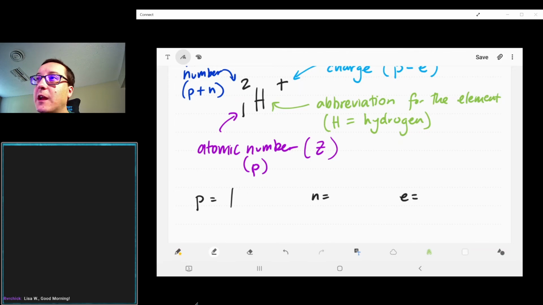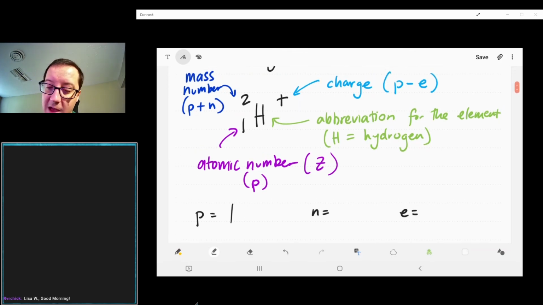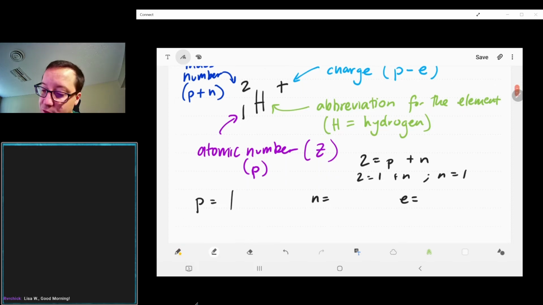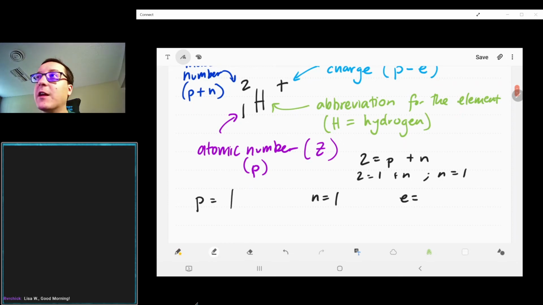If we want to now think about neutrons, we're going to have to use the mass number as our source of information for how many neutrons we have in this particular atom, knowing that the mass number is given as protons plus neutrons. So we have the mass number 2 there. We know that protons is 1. So therefore, we have 1 neutron in this particular atom.